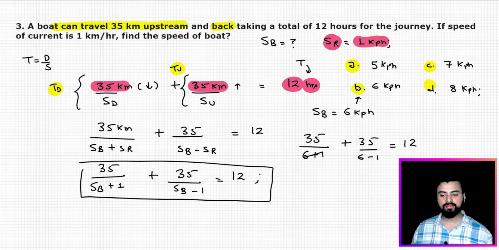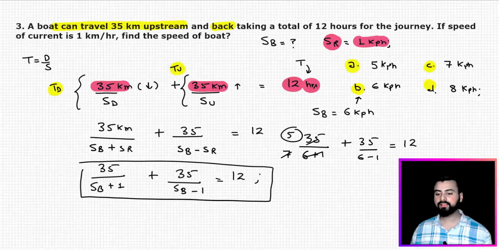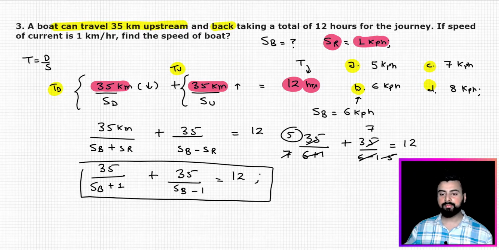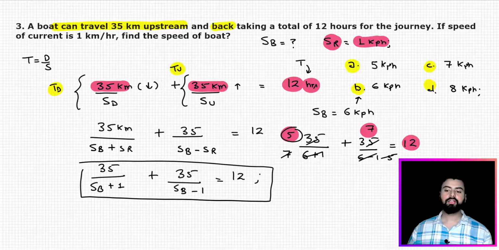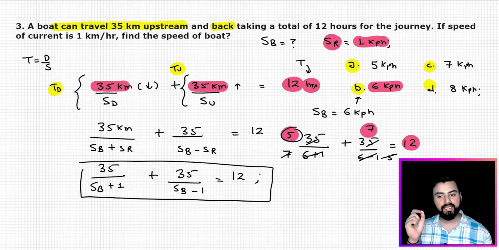6 plus 1 is 7. 7 times 5 is 35, isn't it? 6 minus 1 is 5. 35 upon 5 is 7. Now simply add the two values of time. Is it equal to 12? Yes. So option B contains a value which satisfies the equation and therefore it has to be my answer.